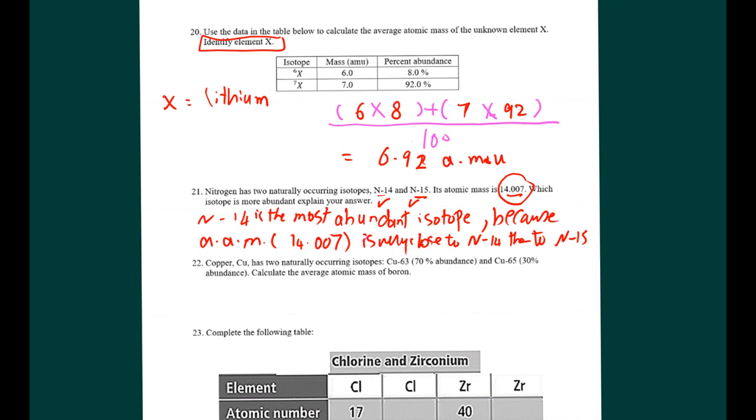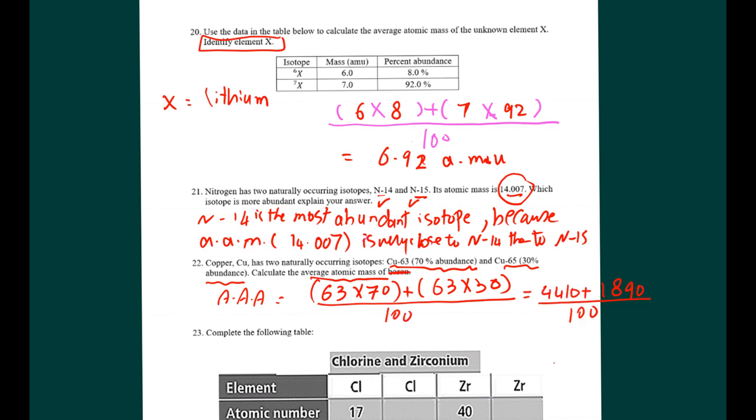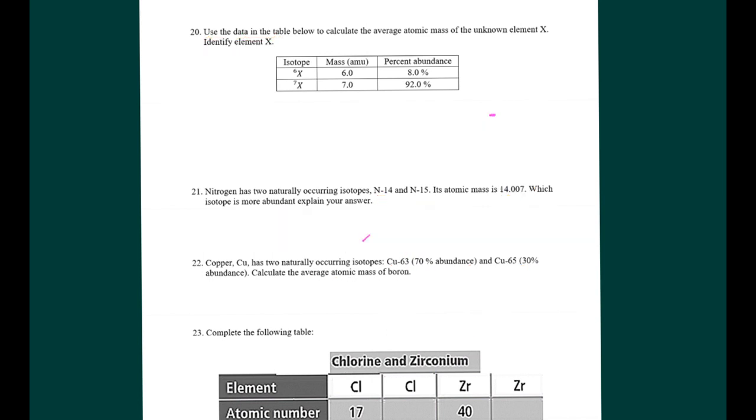You are going to solve this question in a very similar way. You are given two isotopes of copper, 63 with 70% abundance and 65 with 30% abundance, and you are asked to calculate the average atomic mass of copper. So average atomic mass equal the mass times abundance plus mass times abundance over 100 equal 63, which is the average atomic mass of copper.